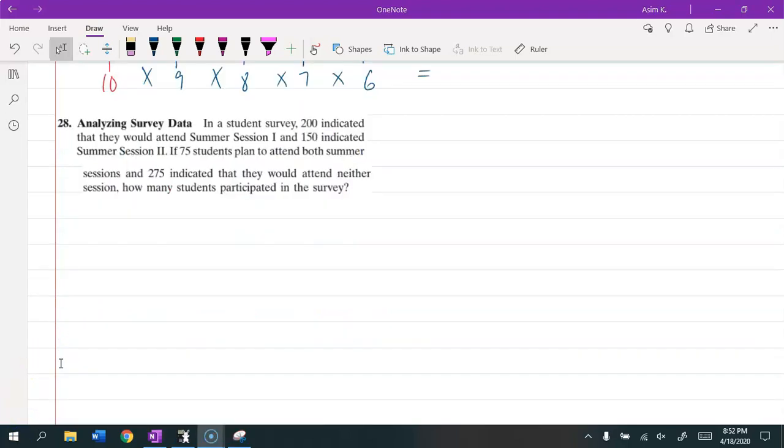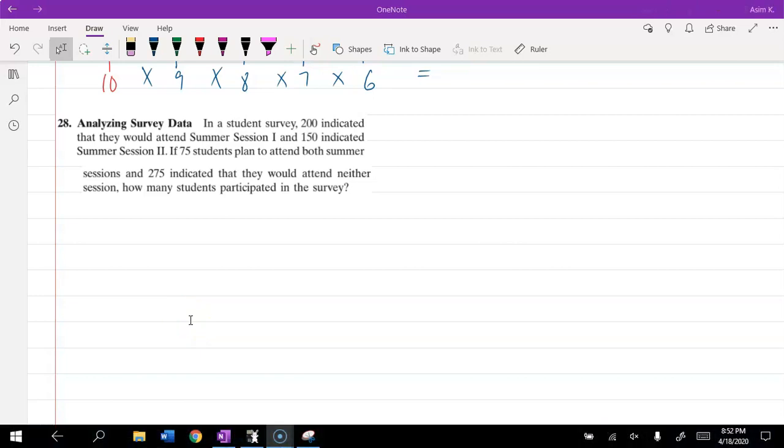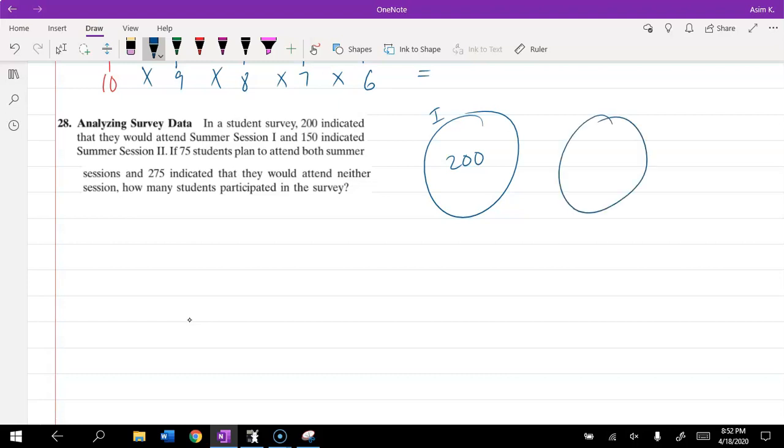All right, in this example, it says in a student survey, 200 indicated that they would attend summer session 1, and 150 indicated summer session 2. So let's just suppose that we've got 2 bubbles here, right? So we're talking about people who want to attend session 1, and there's 200 people who want to be in that session. And then in session 2, let's keep these bubbles apart for now, right? There's 150. But this image is not completely valid yet, because look at what it says later.